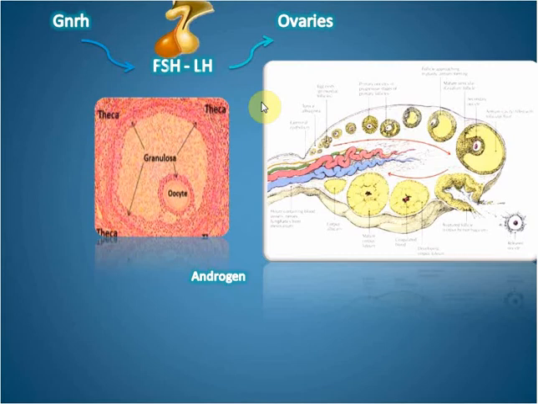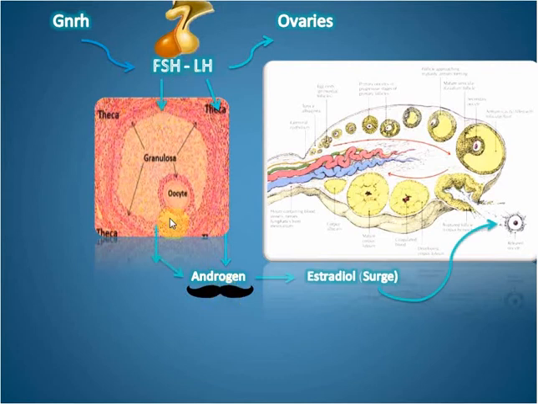The LH is going to work on the theca layer to produce androgen, and we're talking about females, so the androgen must be transformed into something else, and this is done by the FSH. The FSH is going to work on the inner layer, granulosa, to help transform androgen into estradiol, and the estradiol helps in the ovulation and the egg to come out to be fertilized with the sperm.